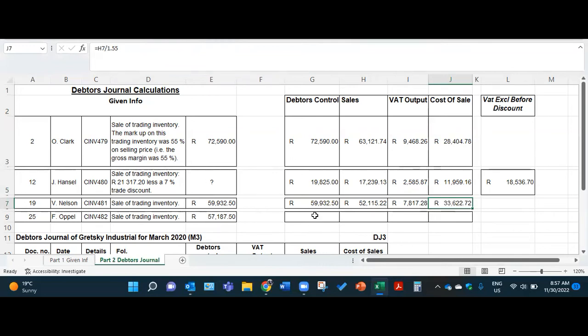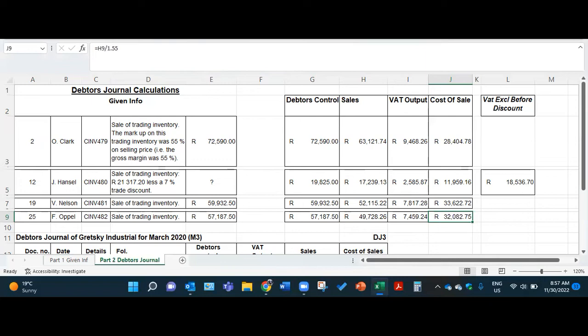Okay, exactly the same with the last one for Oppel. We record the full amount under debtor's control. To get the sales, we divide by 1.15. The VAT output will be the difference between the two amounts. The cost of sale will be the sales divided by 1.55.